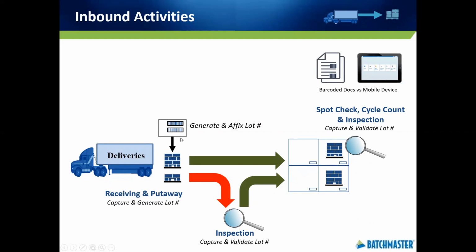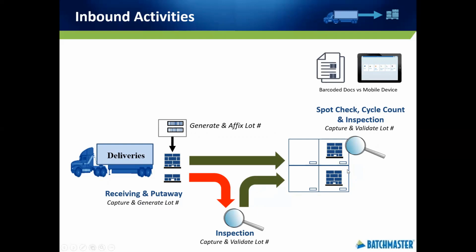We'll capture that. We'll generate and affix a product label, and that could have a barcoded lot number in it, as well as expiration date, item information as well. And then we'll put that away, or we may divert it into QC for inspection. And of course, once we're in the inspection, we also want to capture and validate the lot number of that sample in QC. And then after it's been released, put it away into storage.